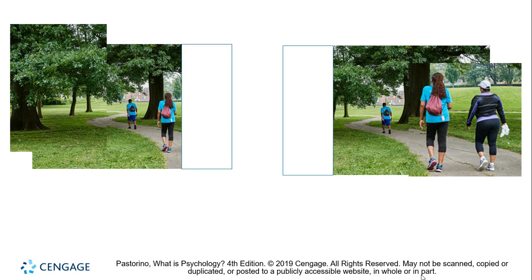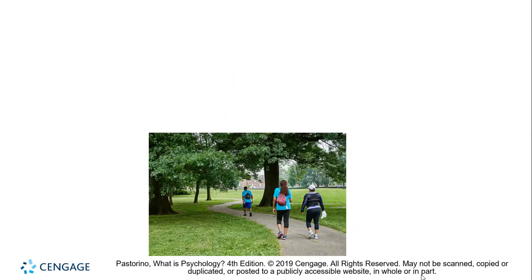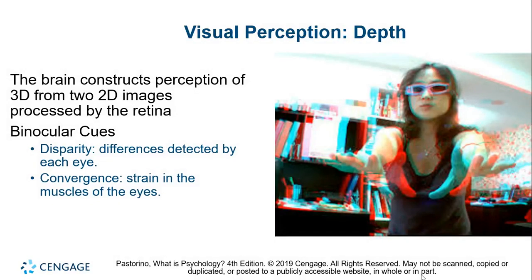And so your brain takes both of those images and puts them together to create a 3D picture, a 3D picture that includes height and length, but also depth. Now, when you go to a movie and you see a 3D movie, there is no depth. It is all a trick.